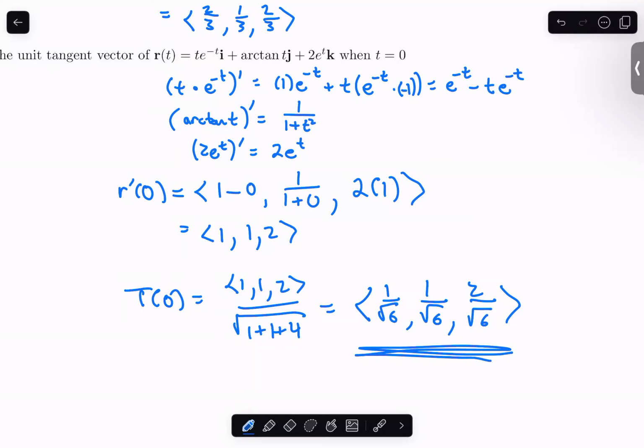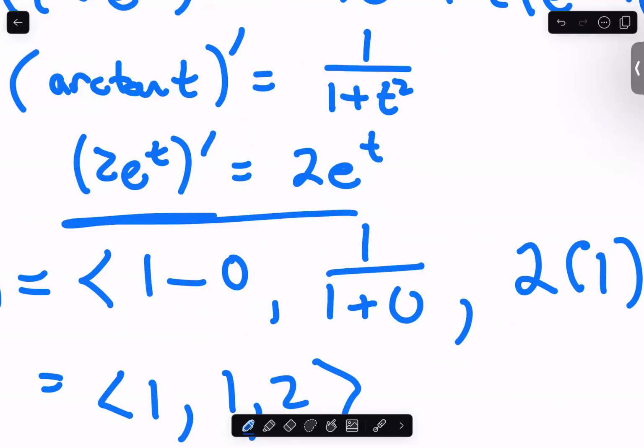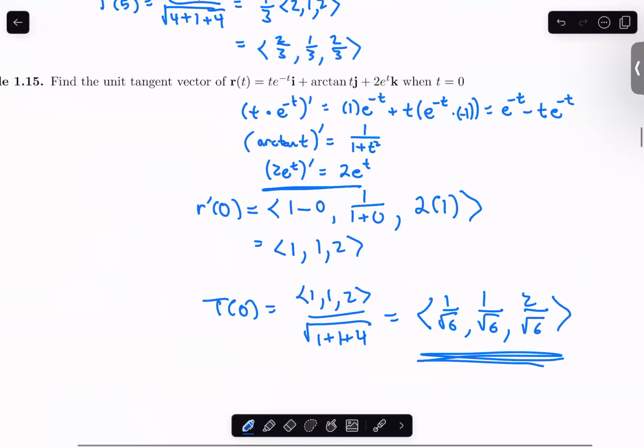Any questions on this one here? Yeah. Yes. 2t e to the power t. So you're asking about this one here, right? Oh, okay, just probably a misreading thing. Yeah. Good. Any other questions?